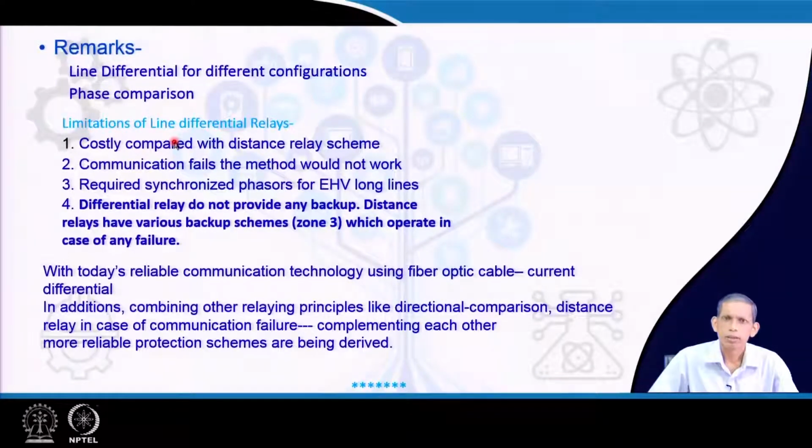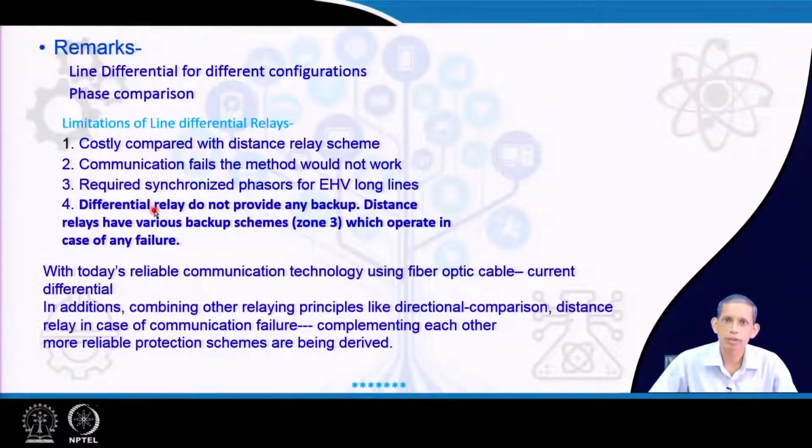But line current differential relays also have their own limitations. It is costly compared to distance relay schemes because of the communication. In case communication fails, the method has no answer, it will not work at all unless the other end current information is there. It requires synchronization of phasors for EHV long lines, either by GPS or newer technology. Differential relay does not provide any backup. It cannot say anything about other sections, and that is one of the important disadvantages of this one.